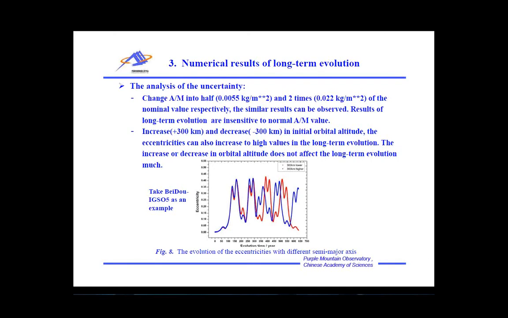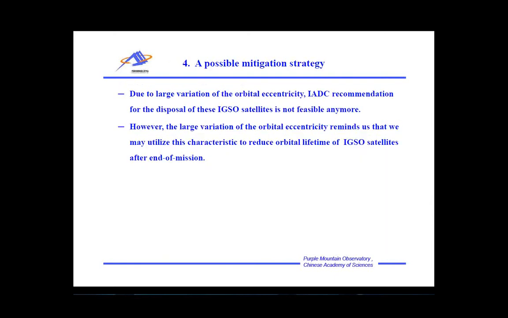One is for the initial orbit altitude plus 300 kilometers. One is for 300 kilometers lower. Again, these two curves do not overlap, but agree with each other very well.